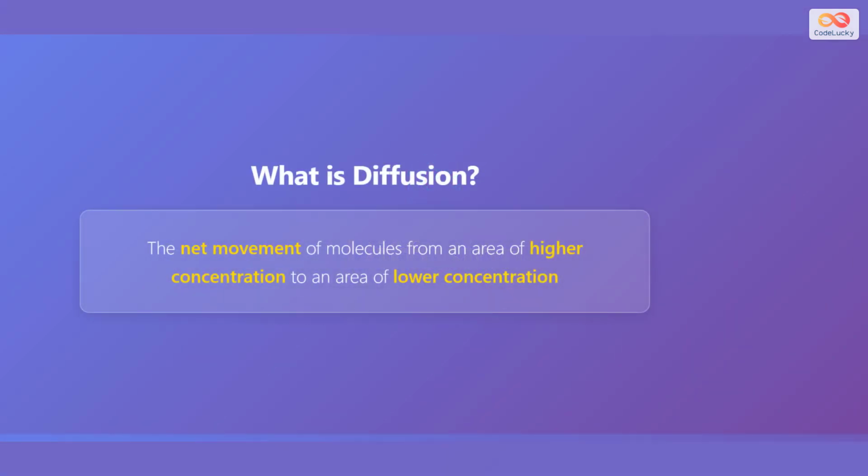Let's define diffusion precisely. Diffusion is the net movement of molecules from an area of higher concentration to an area of lower concentration. The key word here is net movement. Individual molecules are always moving randomly in all directions, but overall, more molecules move from where there are many to where there are few. This continues until the molecules are evenly spread out.